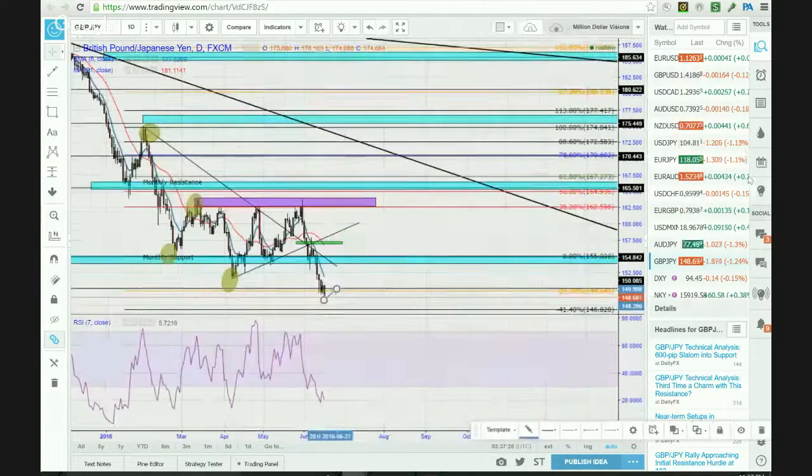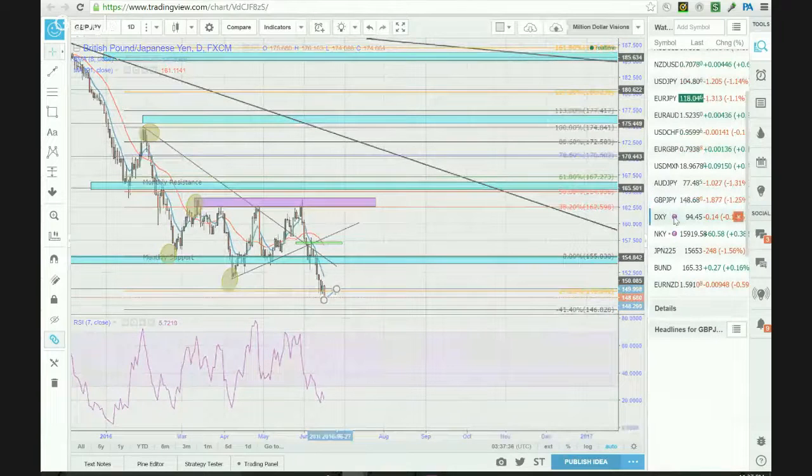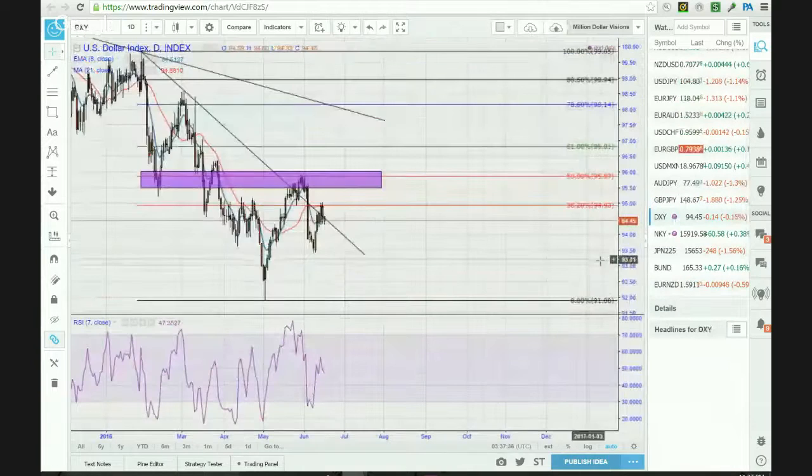I'll go with a few more pairs. My initial team got disconnected from this call, so if any of you guys know anything about the dollar index, that's how I make some of my Forex decisions.